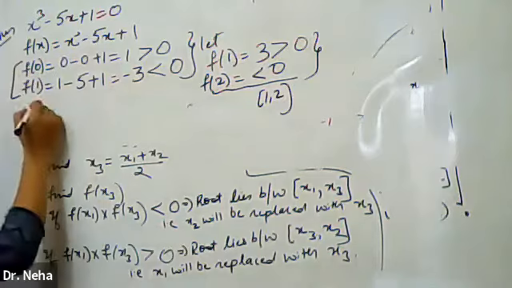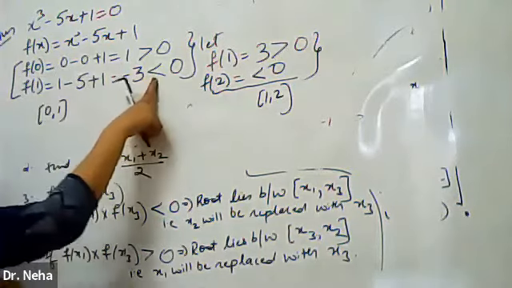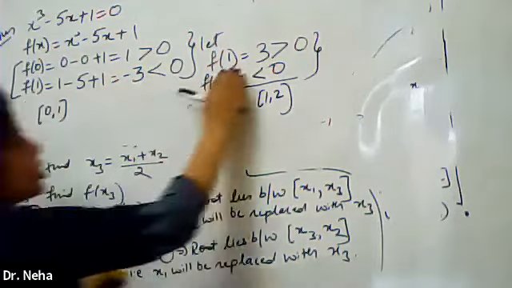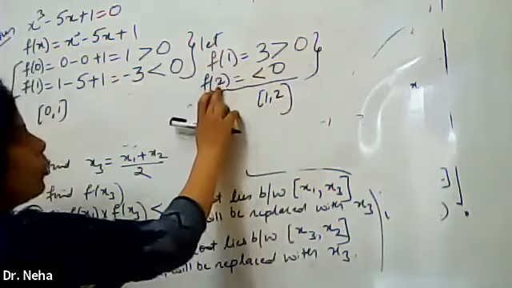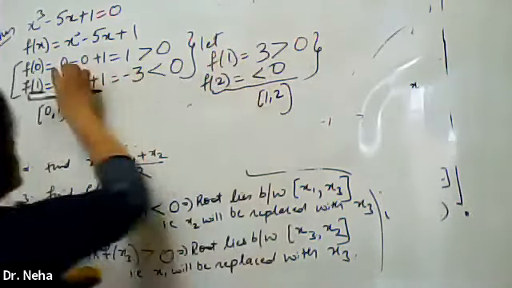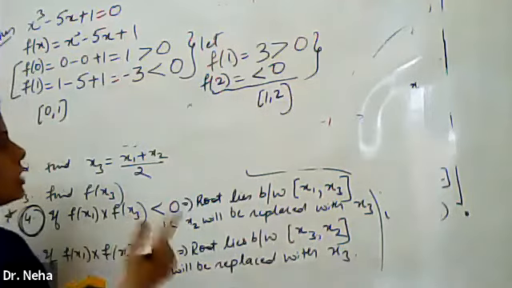In our case, we are going to consider 0, 1 because our value is negative. But let us suppose if at the point 1, the function is positive, then we will move towards 2. It is negative. In that case, we will take 1, 2, not 0, 2. Two consecutive values we need to take where the sign changes.